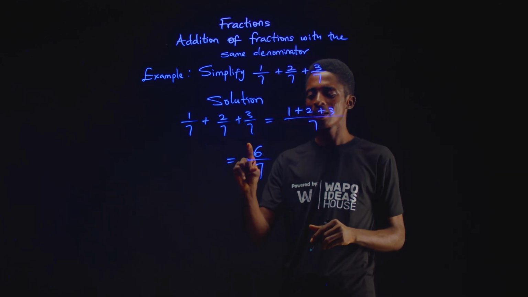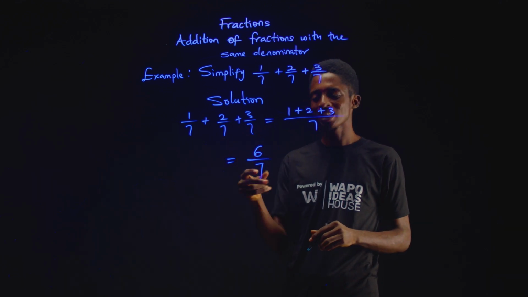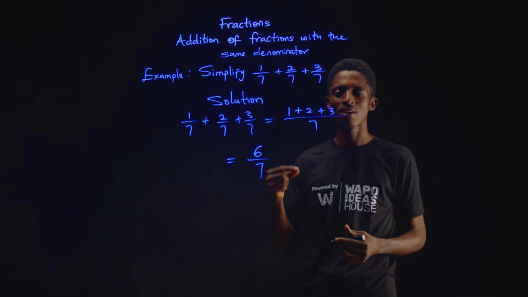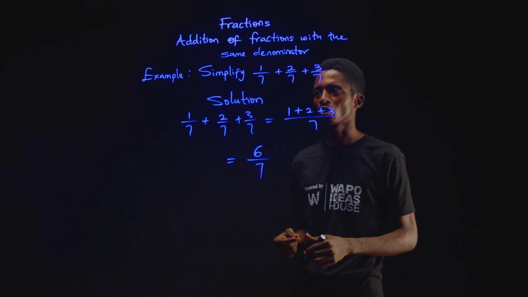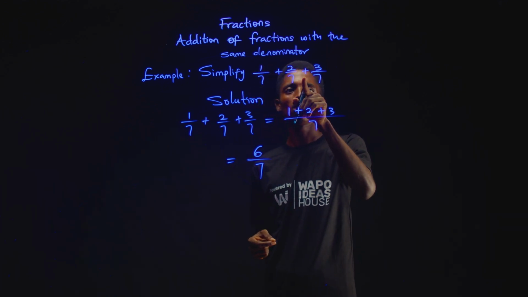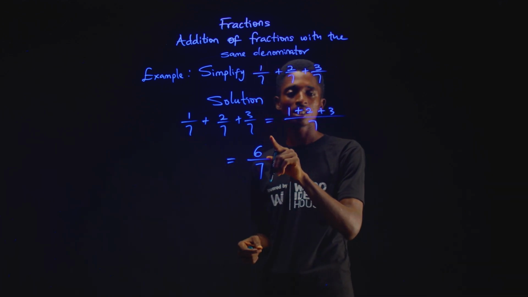But remember that if you come across a fraction that has a common factor, you can still divide them by that factor to arrive at the simplest term of such a fraction. Anyways, 1 over 7 in this case plus 2 over 7 plus 3 over 7 has given us 6 over 7.